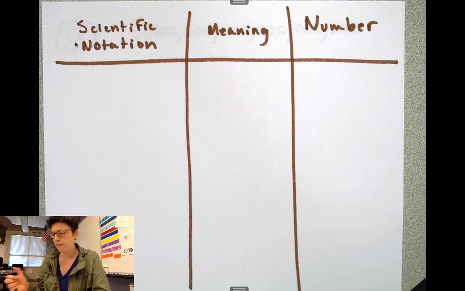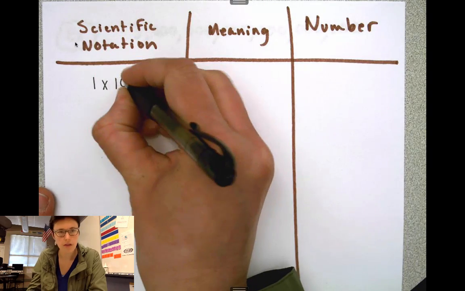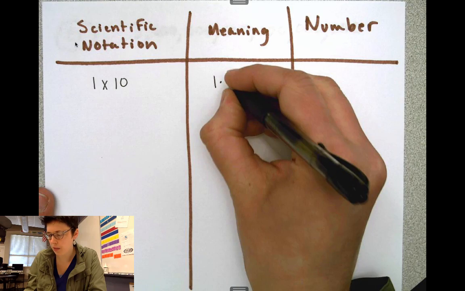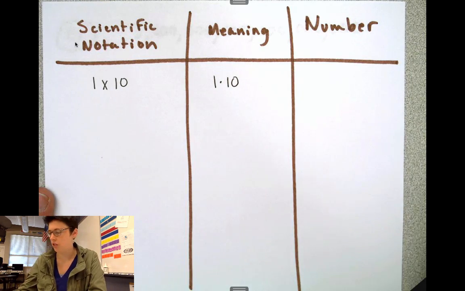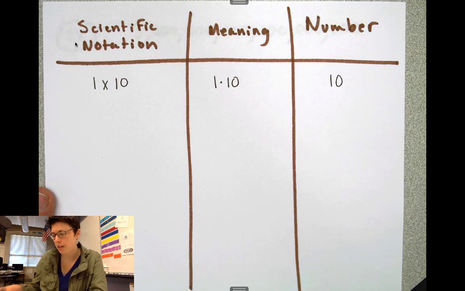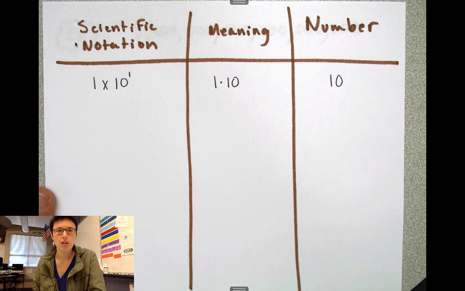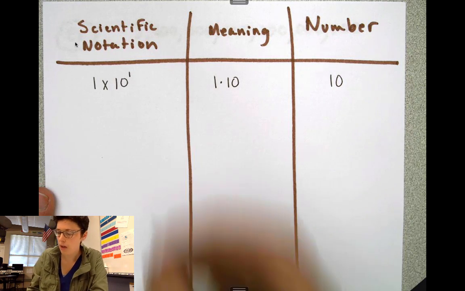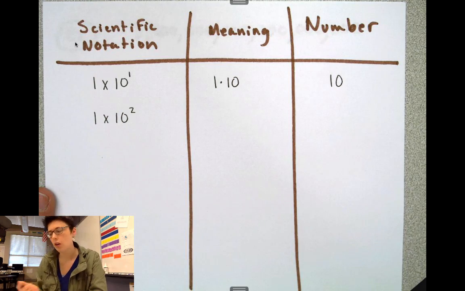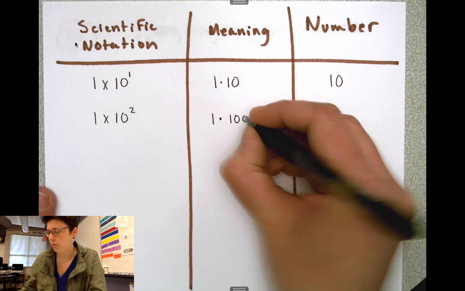But here's the idea. If I have 1 times 10, we know what that means. Usually we'd write it like this in class, 1 times 10. We know 1 times 10 is just 10. But technically, when we do 1 times 10, 10 is to what we call the first power. And if I change this and I say, well, I'm going to do 1 times 10 squared, okay, well, we know 10 squared is 100. So this is like 1 times 100, which is 100.